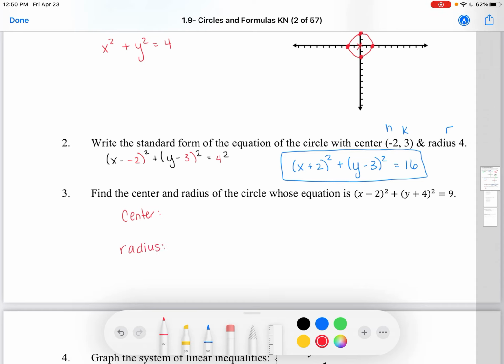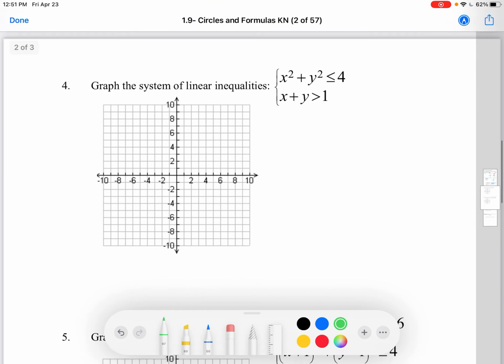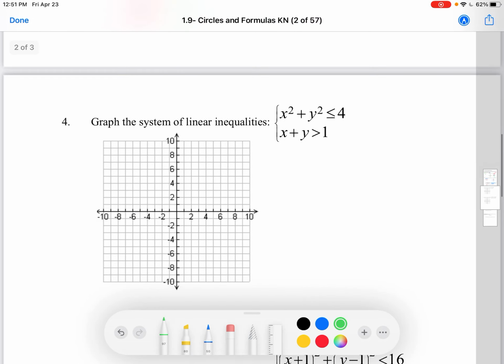The center, remember, h and k are always opposite of what we see. So in this case, I see a negative 2 with x, but my h is going to come out as a positive 2. And I see a positive 4 with my y, so my k will turn out to be a negative 4. Followed by my radius, which is 3, the square root of 9. A lot of these we have seen before in these examples.